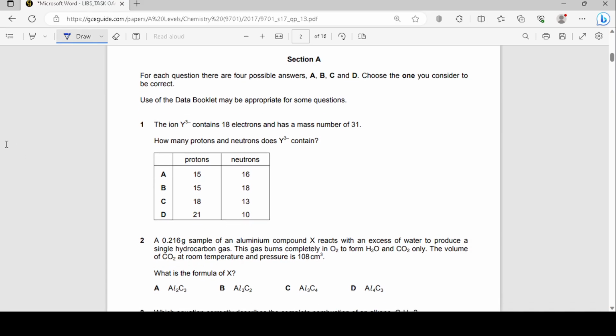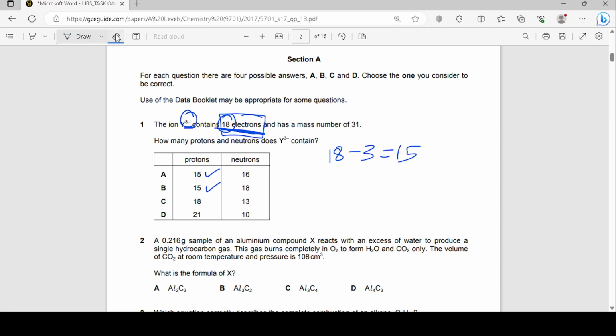Question number 1. The ion Y3 minus contains 18 electrons and has a mass number of 31. How many protons and neutrons does Y3 minus contain? So if it's 3 minus and it has 18 electrons, that means it has an overall negative charge, right? So there are more electrons than protons. And if it's a 3 minus charge, that means there are 3 more electrons than protons. So if there are 18 electrons, then there must be 18 minus 3, which is 15 protons, right?